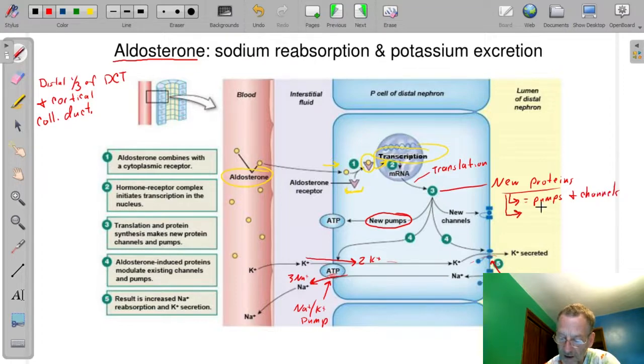And also, what do they call them here? Do they call them modulator proteins? Yeah, let's just call them modulator proteins. Basically, to speed up existing pumps and channels, make them more efficient. So we're speeding up existing ones and we're inserting new ones.